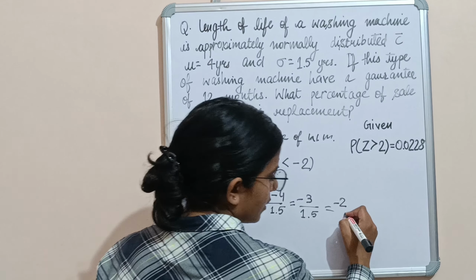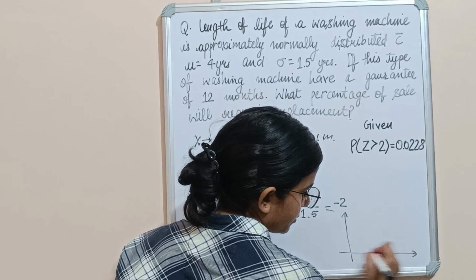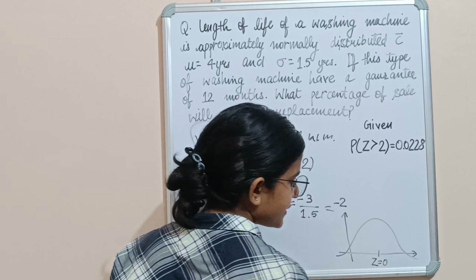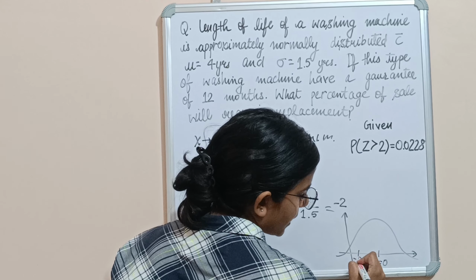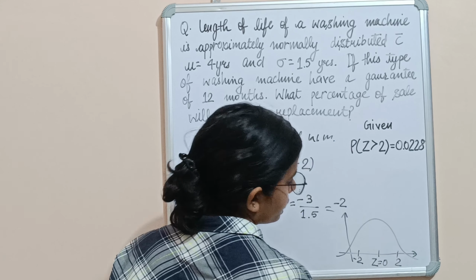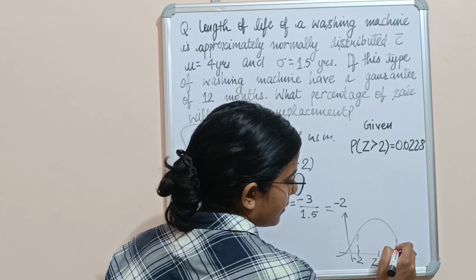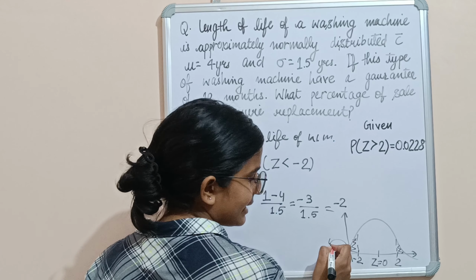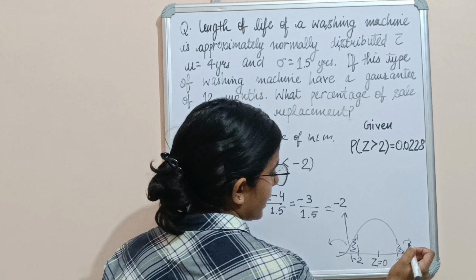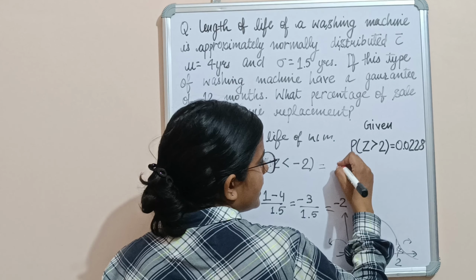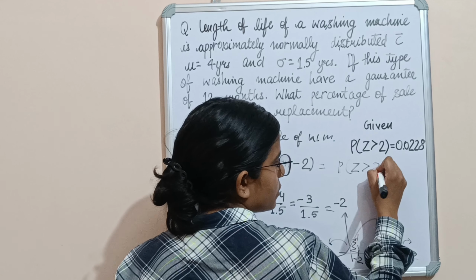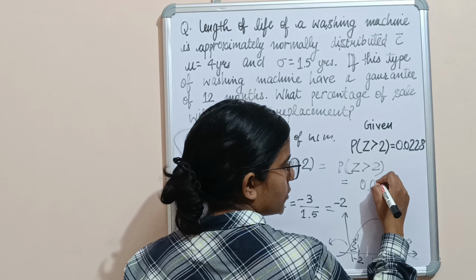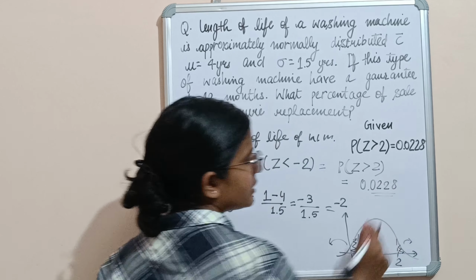Now if we draw the graph of a normal distribution, this is a bell-shaped curve which is symmetric about z equals 0. Let's say here somewhere is minus 2 and here is 2, and we know that it is symmetrical about its mean value, so this area will be equal to this area, and we have to find this area. So this will be equal to probability of z greater than 2, and probability of z greater than 2 is 0.0228. So this is our answer.